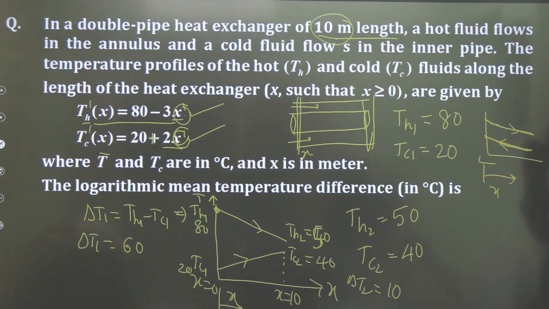Please do not focus on the direction. I know the cold fluid is entering like this. But when X is decreasing, the cold fluid temperature is increasing. When X is increasing, the cold fluid temperature is decreasing in this direction. At this X, the cold fluid temperature is less. So when X is increasing, it is decreasing, and the hot fluid is also decreasing.